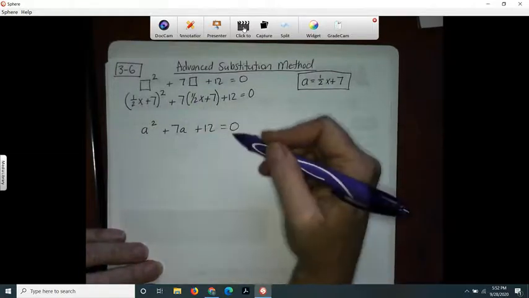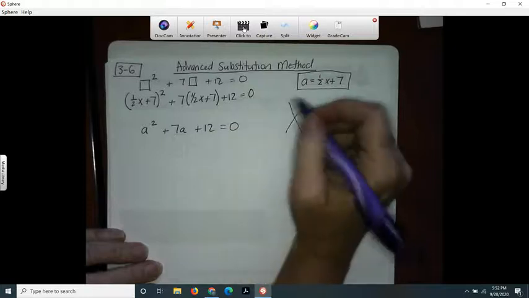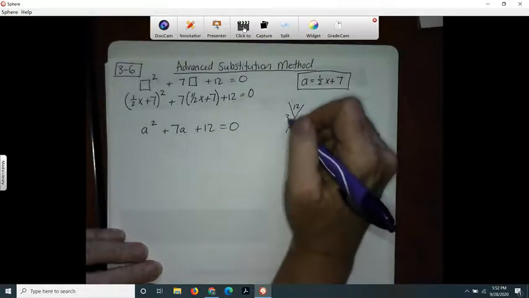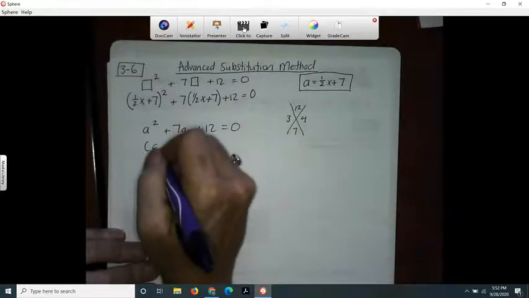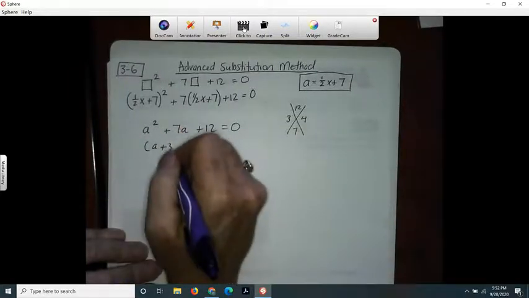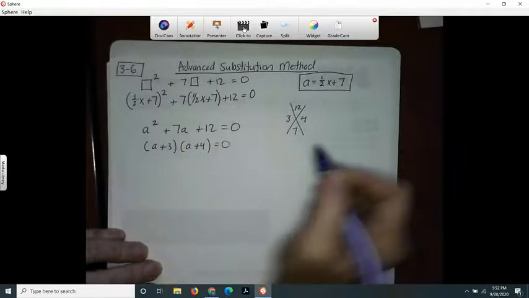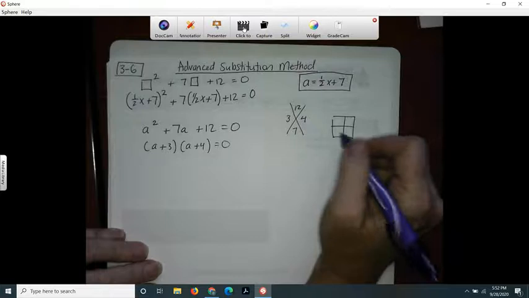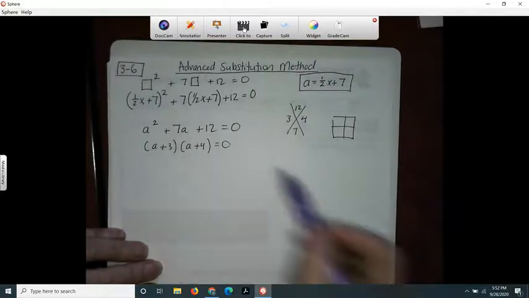Now you can go ahead and do your diamond problem on this. It has to multiply to make 12 and add to make 7. So 3 times 4 makes 12 and adds to 7. So this will be A plus 3, A plus 4. And you can put it in the little area model box if you like. You'll find out that you'll get these as the factors. You know how to factor.